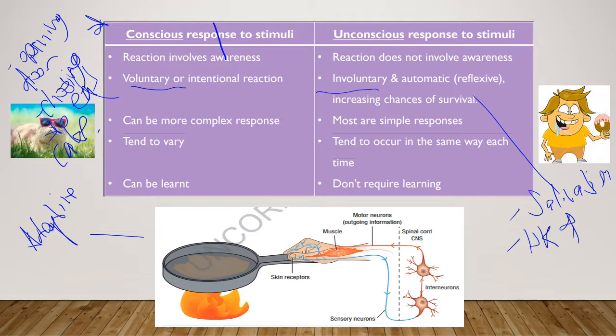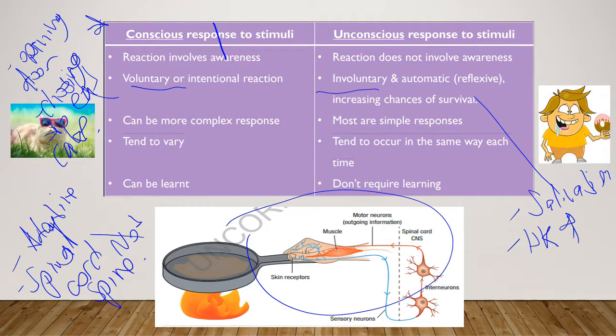Please make sure that you're referring to the spinal cord, not the spine, so spinal cord, not spine. And when you are talking about this process, you need to make sure that your terminology is good, okay? If you're saying sensory neuron, you must also say sensory message.